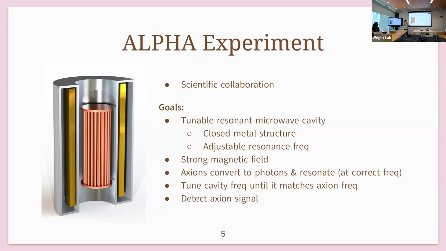In this cavity, there is a strong magnetic field created by this outer solenoid. In a strong magnetic field, axions will convert into photons and resonate when the resonance frequency is correct. So the experiment's goal is to tune the cavity's frequency by moving these wires until its frequency matches the frequency of the axion, at which point we can detect the axion signal. So it's essentially like a radio, if you think about it.